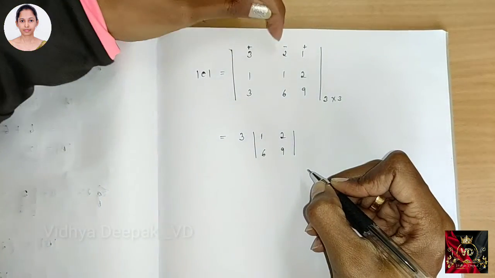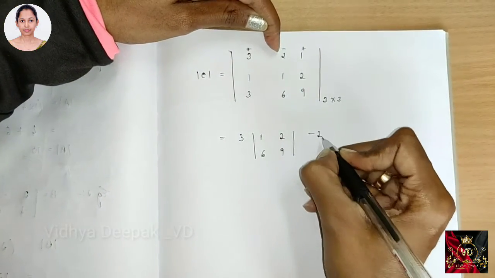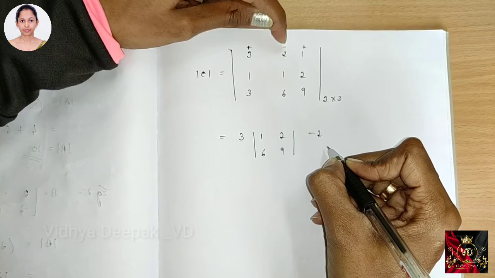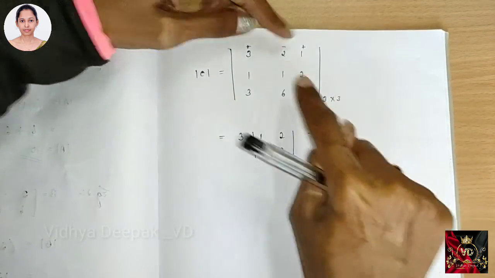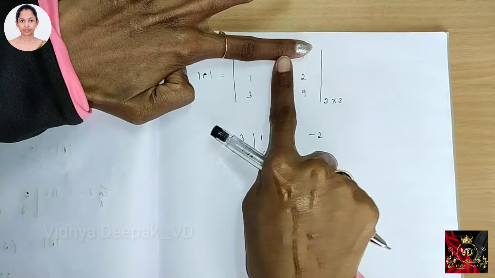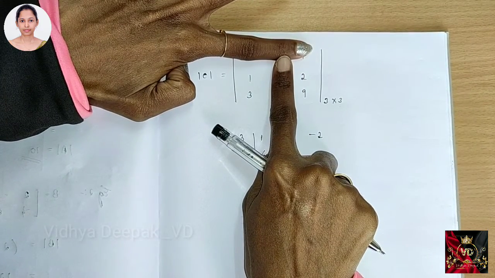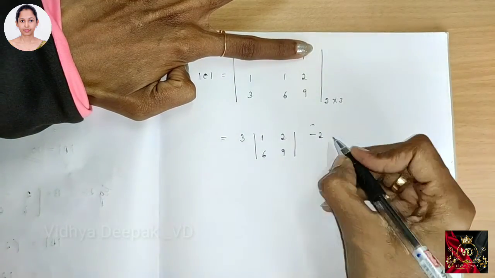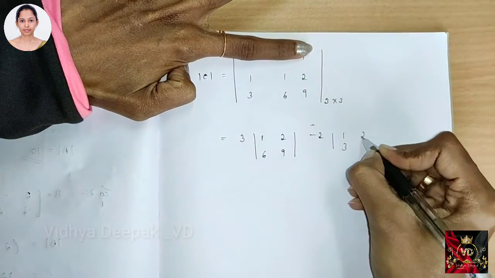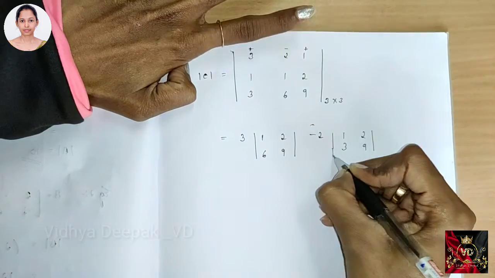Next we'll go to the next element, that is minus 2. You have to write it as minus 2. This symbol sign you have to use. Again delete the row and the column which this number is in. So this is the column and the row. So you get 1, 3, 2, 9. These are the numbers in the determinant.